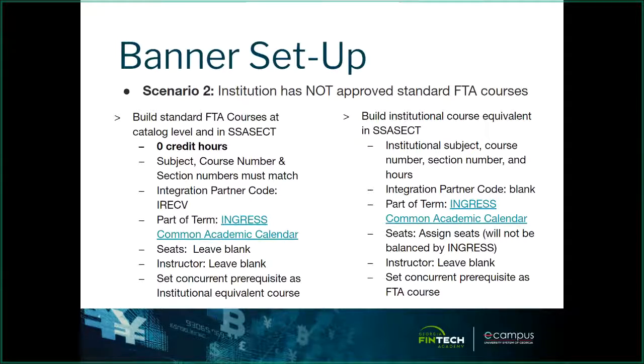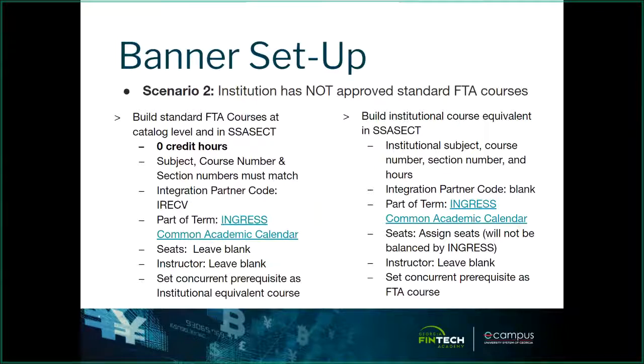Again, for the FTA course, your subject, course number, and section number must match exactly, and your integration partner code must be I receive. Your part of term will be the part of term you've already designated. Again, you will leave your seats blank and your instructor blank. So not much is different about setting up that FTA course other than the 0 credit hours.